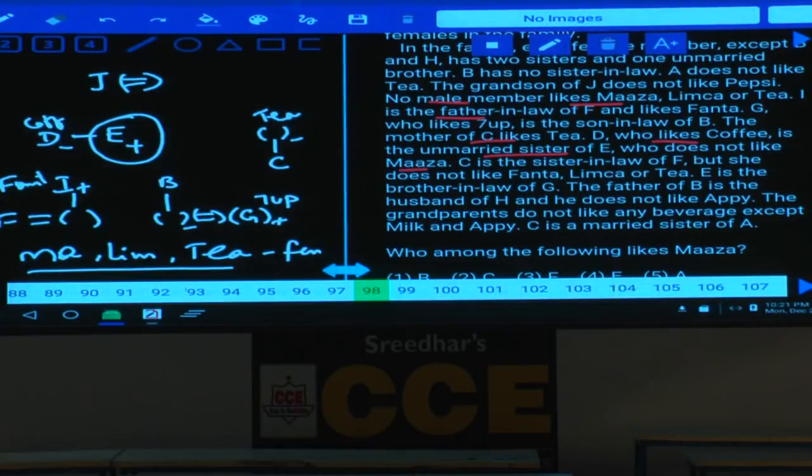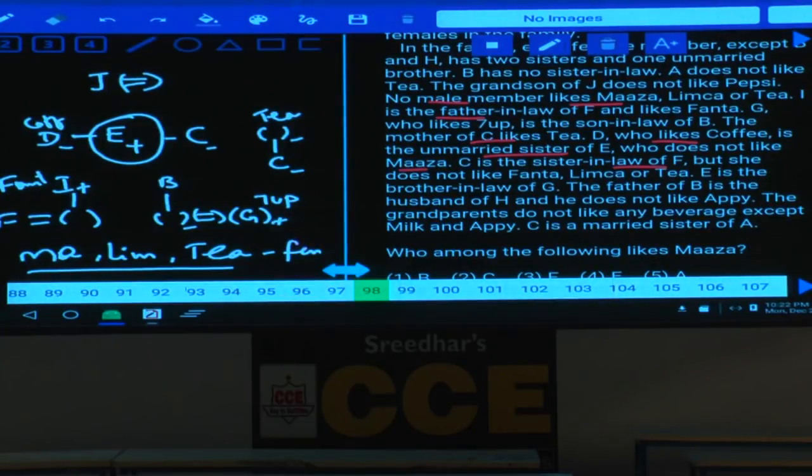Then C is the sister-in-law of F. Now C comes under which group? C comes under the third one, isn't it? This C must be here. Now what about this C? C is the sister-in-law of F. As C is the sister-in-law of F, F is C's sister's husband. Are you agreeing with this or not?